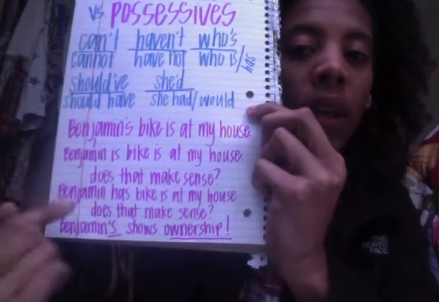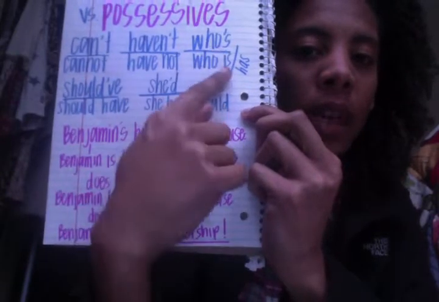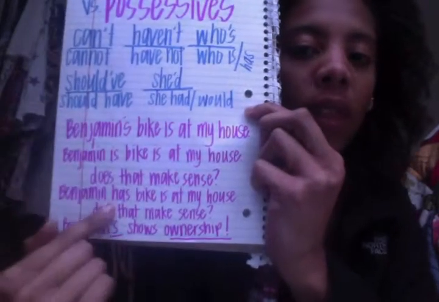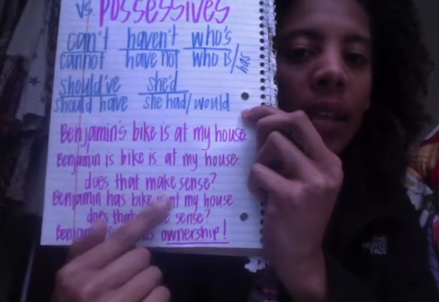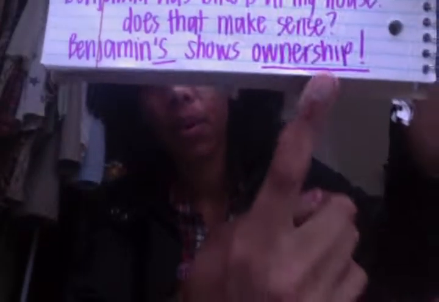So let's try again, because Benjamin's with an apostrophe S means is or has. So maybe has is it. Benjamin has bike is at my house. Does that make sense? No. So Benjamin's with an apostrophe S shows ownership, which means that it has to be a possessive. If you cannot break up the contraction into two different words that make sense in a sentence, then it's not a contraction. It's a possessive.